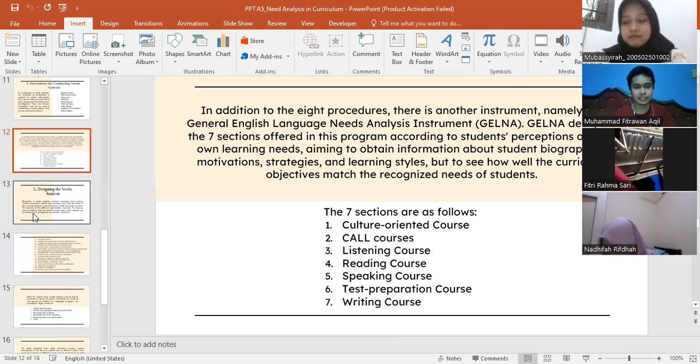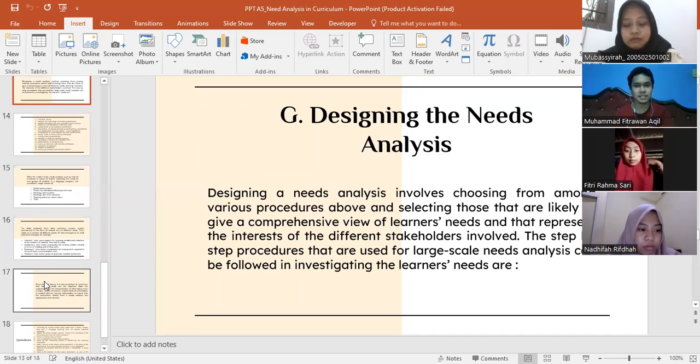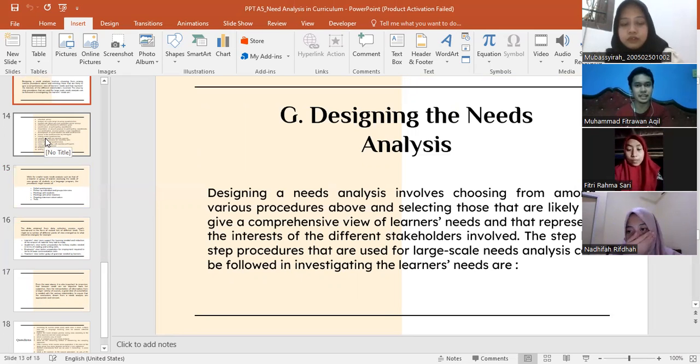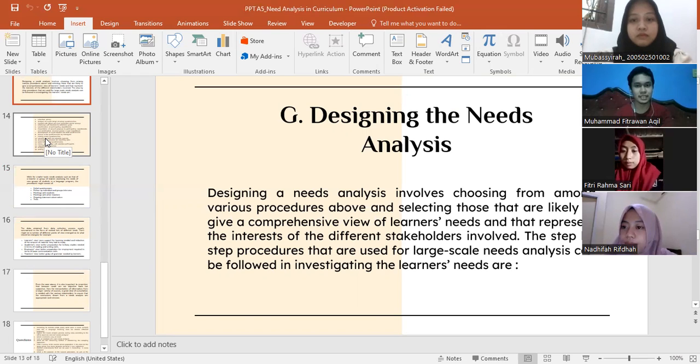Thank you, moderator. Now I will explain my material. Next is designing the needs analysis. Designing a needs analysis involves choosing from among various procedures above and selecting those that are likely to give a comprehensive view of learners' needs that represent the interests of the different stakeholders involved. Decisions on choosing particular procedures should consider factors such as collecting, organizing, analyzing, and reporting the information collected.